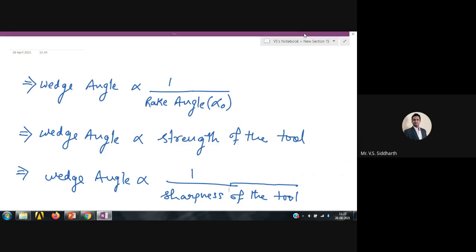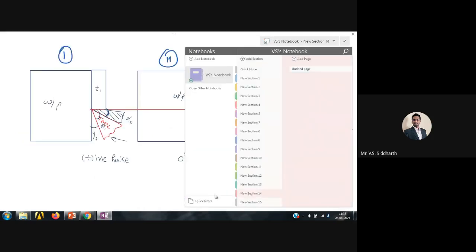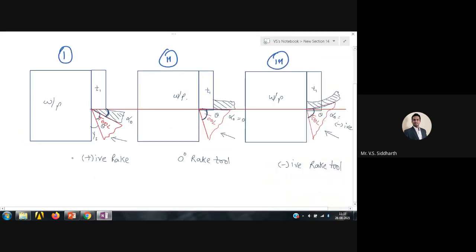So basically we have three types of configurations. Whenever we machine soft and ductile materials, we go for a positive rake tool. Whenever we machine hard and brittle materials, since those materials are very hard and brittle, they impose much force on the tool. So we require the strength of the tool to be more. In that case, we use a negative rake tool.